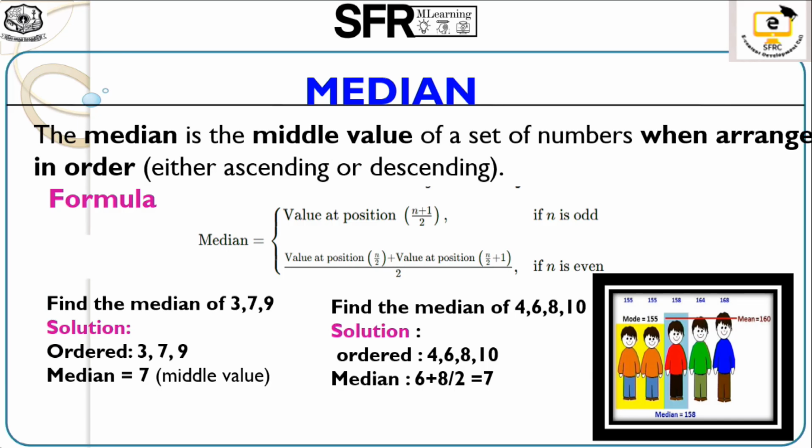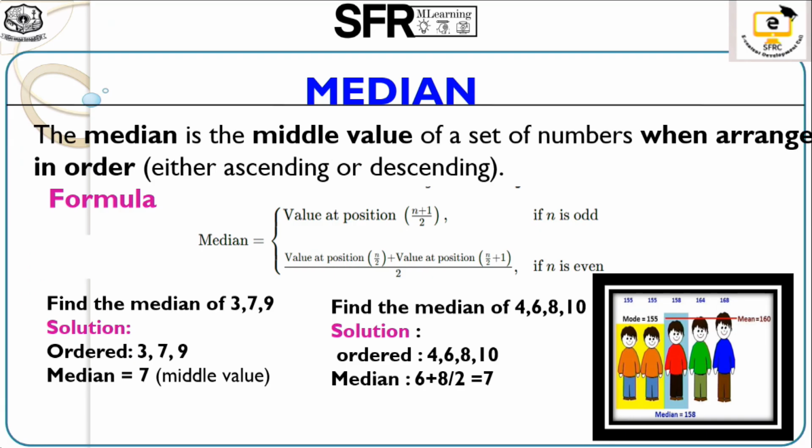n means the value at a position. So n plus 1, where n equals 3, 3 plus 1 we get 4, 4 divided by 2 equals 2. The second position is 7, therefore 7 is the median. This is an example for n is odd.